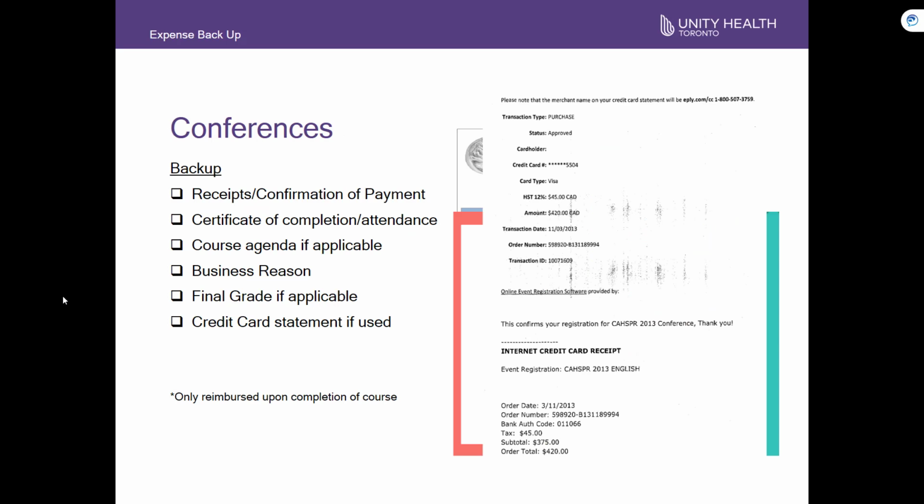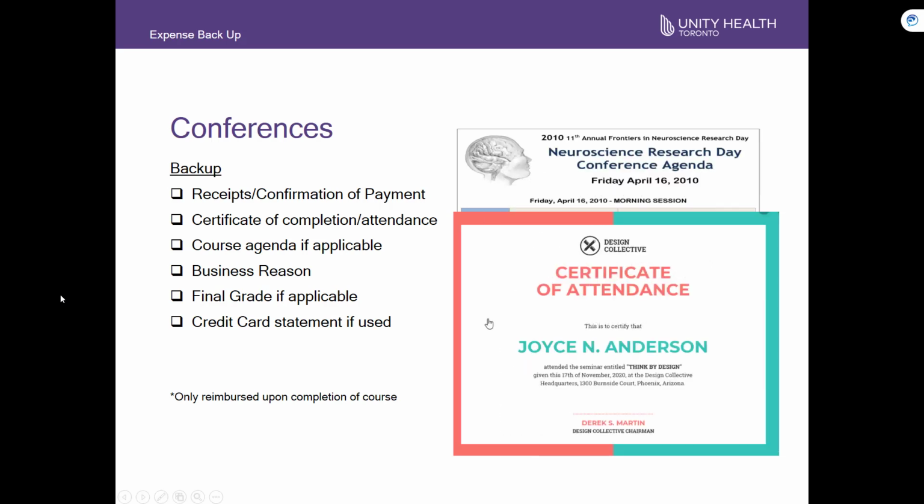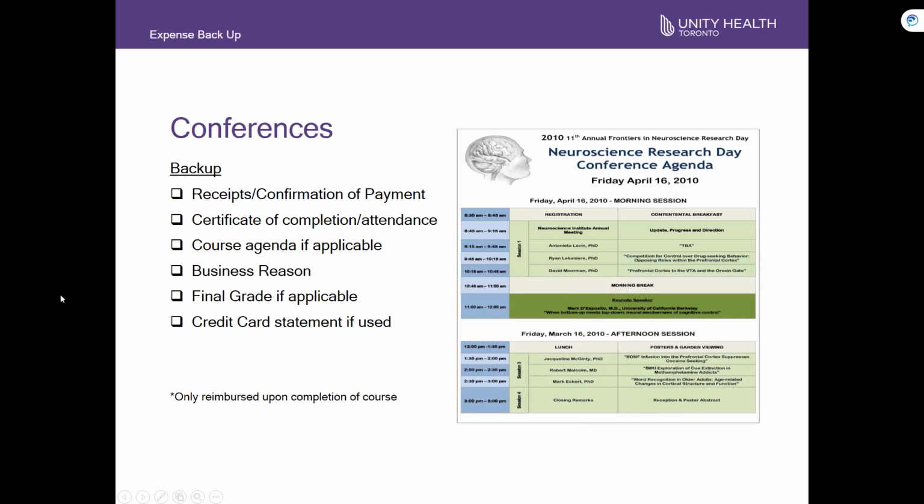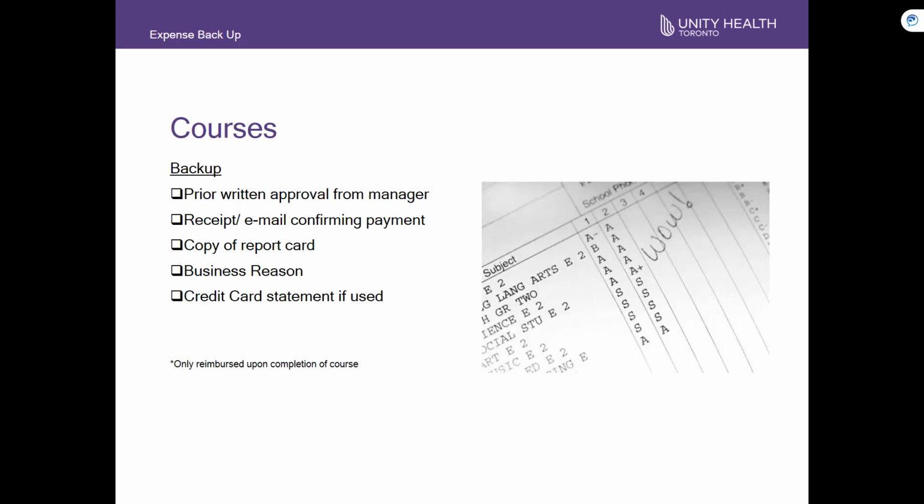For conferences, ensure the receipt or confirmation of the payment is included, the certificate of completion or attendance, course agenda if applicable, the business reason for attending the conference, the final grade if applicable, and credit card statement if it was used. Be mindful that these expenses will only be reimbursed once the course or conference is completed.